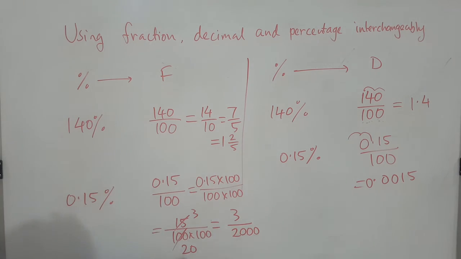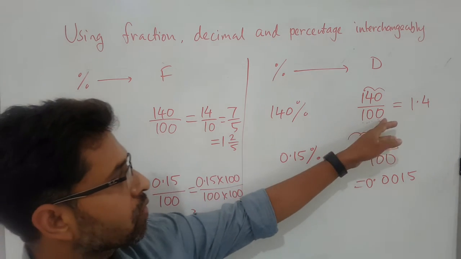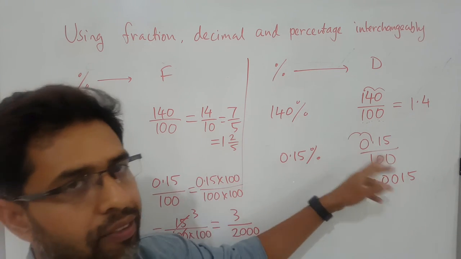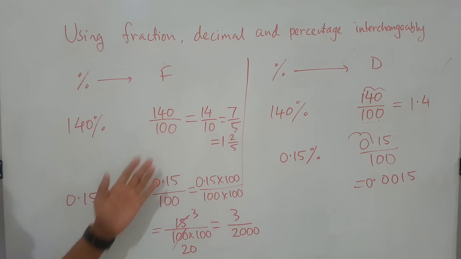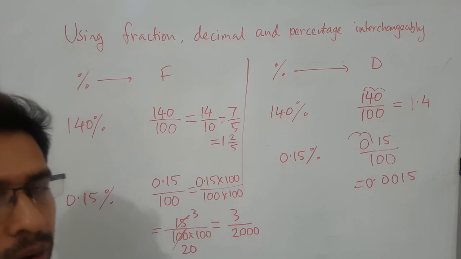So when we have a percentage converting to decimal, it's just dividing by 100. When we have a percentage and we write the fraction, again it is dividing by 100 and simplifying it, and make sure you are writing it in the simplest form of the fraction.